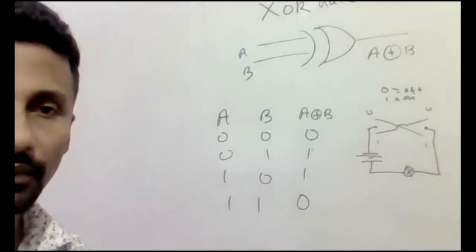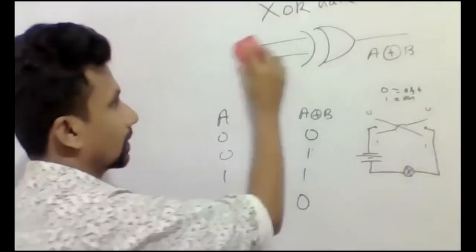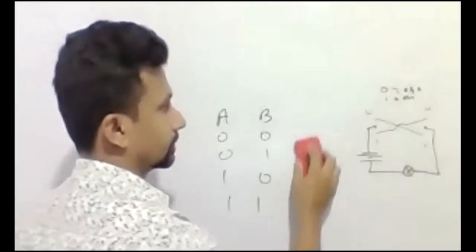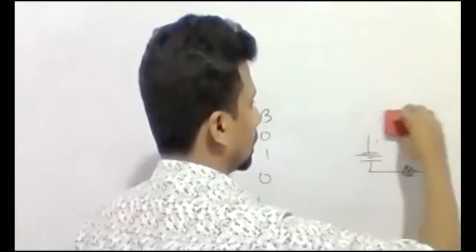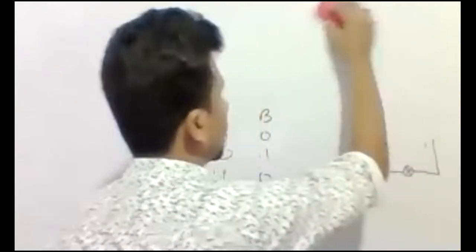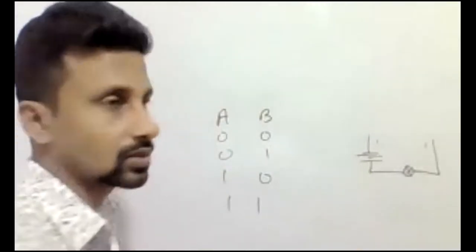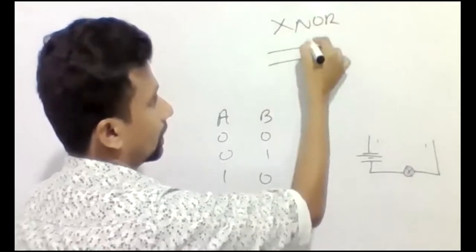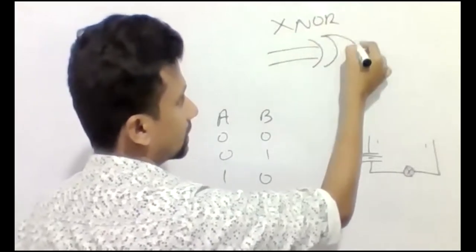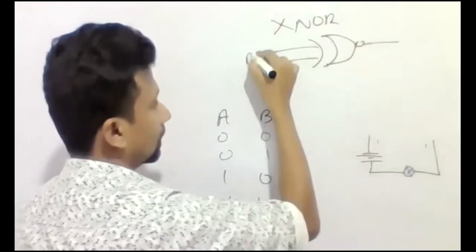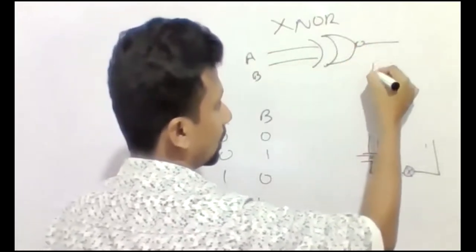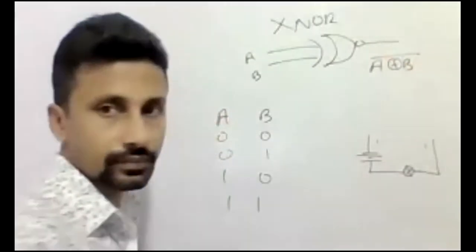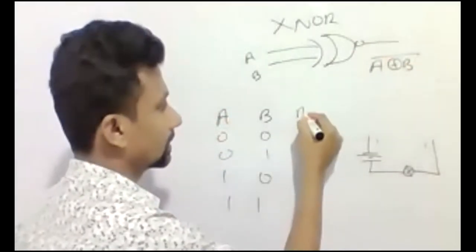Okay, we'll see the next one. This is called the XNOR gate. The gate's symbol looks like this. Actually, it is connecting an XOR gate and a NOT gate. That's how you generate the XNOR gate. Your output will be like this.